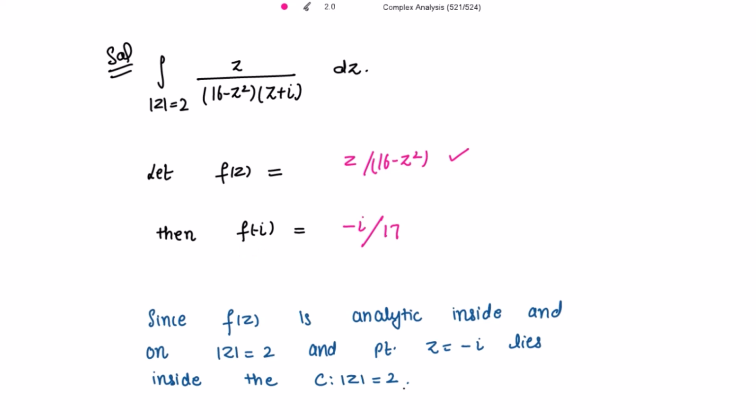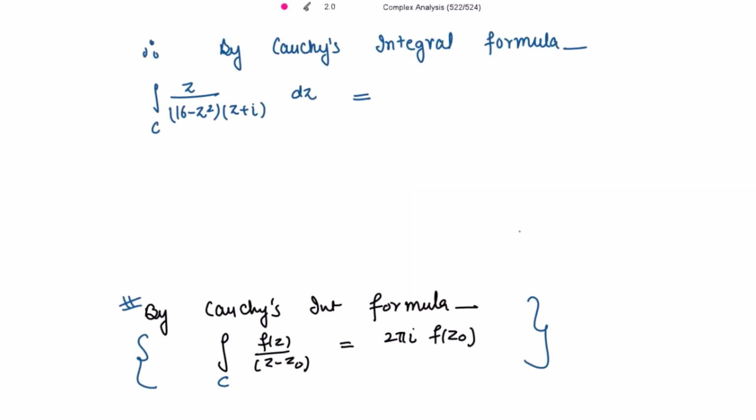Now since f(z) is analytic inside and on the circle |z| = 2 and the point z = -i lies inside the given circle, we apply Cauchy's integral formula for z = -i, right? Okay, what is that? Here is the formula. It is the integral of f(z) divided by z minus z naught. Please remember this format. This value is equal to 2 pi i f at this point z naught.